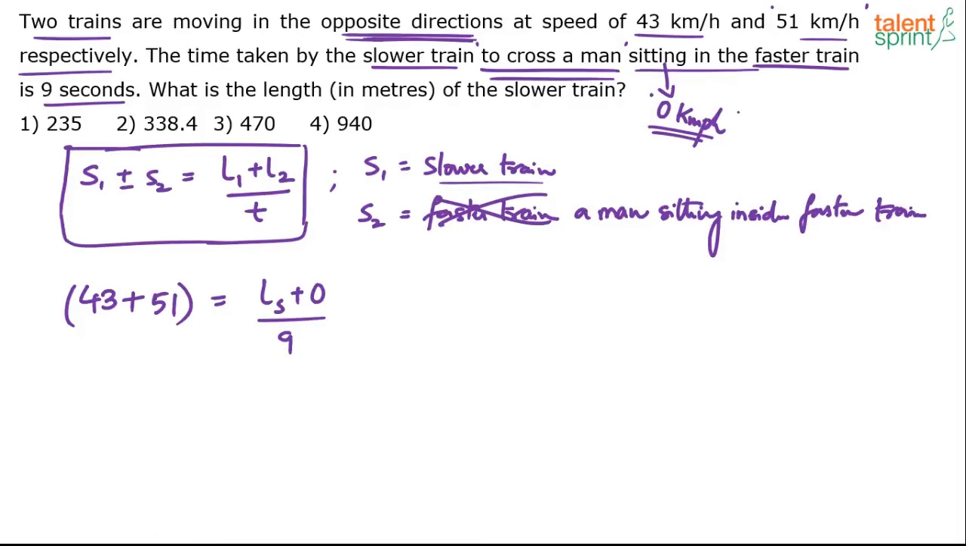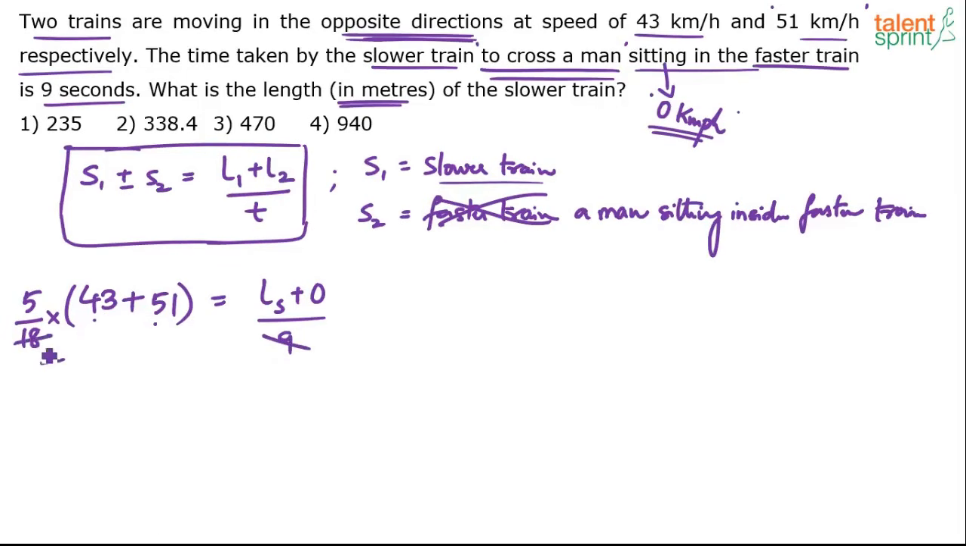Now the only challenge here is the left hand side is in kilometers per hour: 43 kilometers per hour, 51 kilometers per hour. Right hand side has got seconds here and he's asking us to find out the length in meters. So this is meters per second and this is kilometers per hour. So you better convert this kilometers per hour to meters per second. How do you do that? Multiply by 5 by 18. Yes or no? When you multiply kilometers per hour with 5 by 18, it gets converted to meters per second. We have discussed this conversion in the video. That's it. Solve for L1 now.